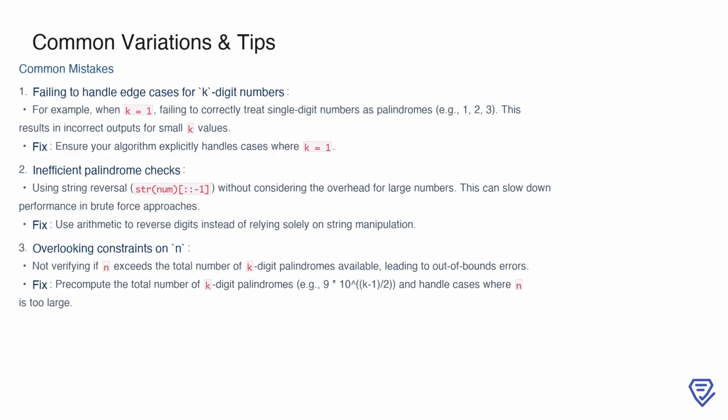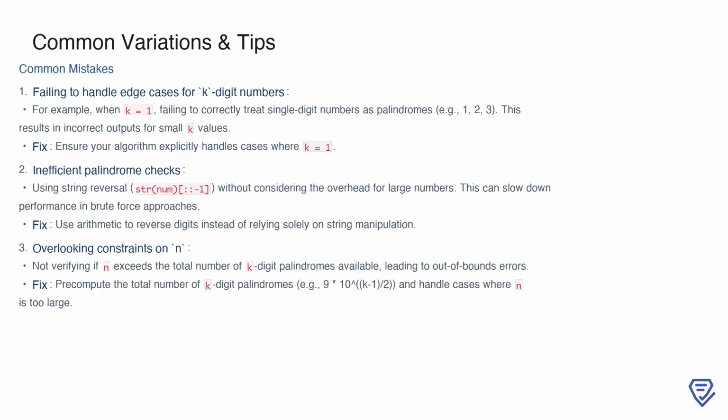For instance, when k equals 1, single-digit numbers like 1, 2, or 3 should naturally be treated as palindromes, but some implementations overlook this. To address it, ensure your algorithm explicitly accounts for the case where k is 1. Another mistake is relying on inefficient palindrome checks. Many solutions use string reversal, like str(number)[::-1], which can introduce unnecessary overhead, especially for larger numbers. Instead, consider using arithmetic methods to reverse digits, which are often more efficient.